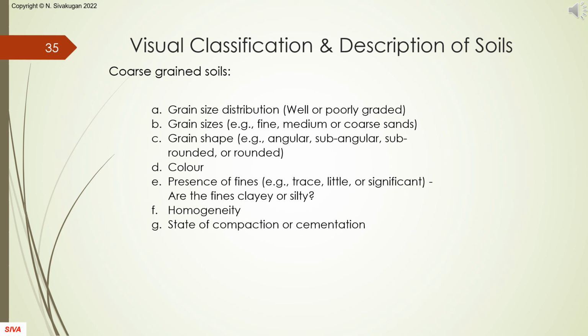The geotechnical engineer must be able to visually classify the soil without any test or equipment, and sensibly describe them. This is relatively easier for coarse-grained soils, where the grains are visible to the naked eye. Here, we can say the soil is well or poorly graded, whether the grains are sands or gravel, and within that whether the grains are fine, medium, or coarse. It is also possible to include angularity of the grains and color in the description of coarse-grained soils. One can mention the presence of fines, and any state of compaction or cementation.